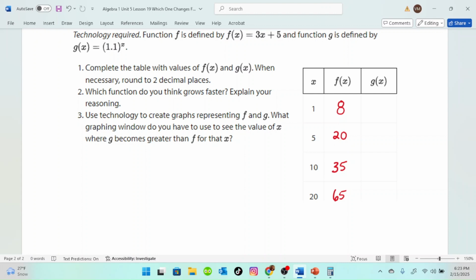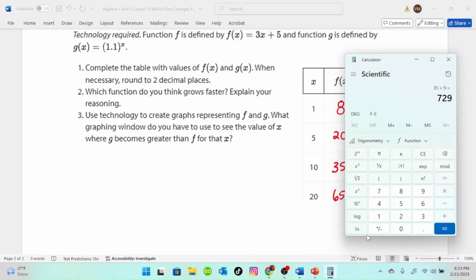Next, we're going to look at g of x. When x is 1, then g of x is 1.1 to the power of 1. Anything to the power of 1 is itself, so this is 1.1. Next, we have x is 5. So 1.1 to the power of 5. We can put that in a calculator. 1.1, we use the x to the power of y button, and we tell it the exponent is 5. And if we round to 2 decimal places, that is 1.61.